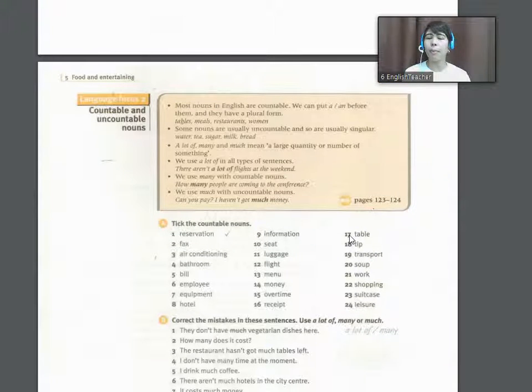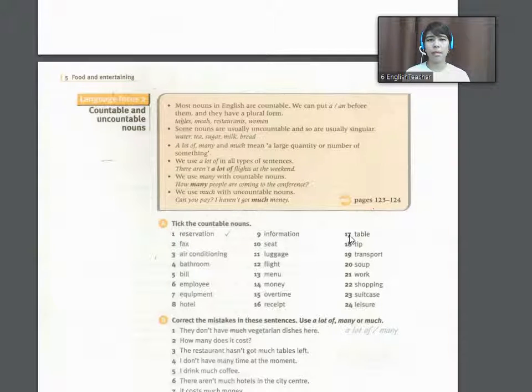Okay, so the next part of our lesson is language focus number 2. We are going to go into details in learning what is countable and uncountable nouns. First, most nouns in English are countable, which means we can count. We can put a or an before them and they have a plural form. So a or an are both articles. We put them before nouns to show that we're talking about a single or one noun. And the opposite of this singular form are the plural forms.